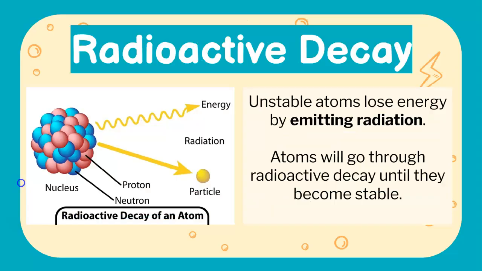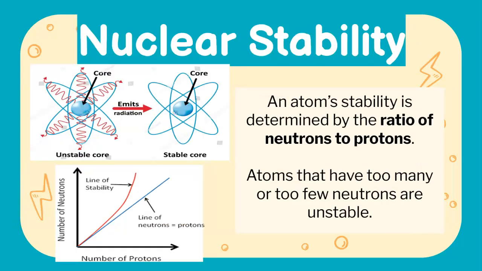Radioactive decay is when you have an unstable atom and it loses energy by emitting radiation. Atoms are going to go through radioactive decay until they become stable. And stable for an atom, so nuclear stability, is going to be determined by the ratio of neutrons to protons. If the ratio of neutrons to protons is unequal, then the nucleus is not going to be very stable. It's going to need to emit radiation in order to become stable.